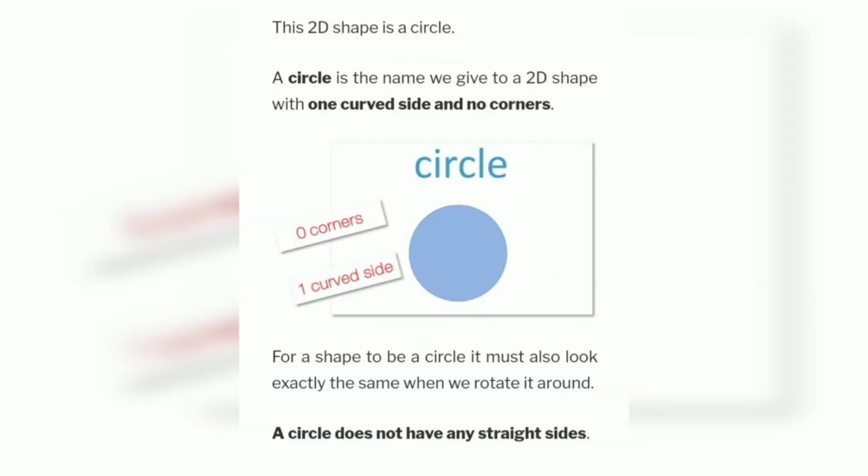This 2D shape is a circle. A circle is the name we give to a 2D shape with one curved side and no corners. A circle doesn't have any straight side. Circle is the most common and first example of a 2D shape. It has 0 corners and one curved side.